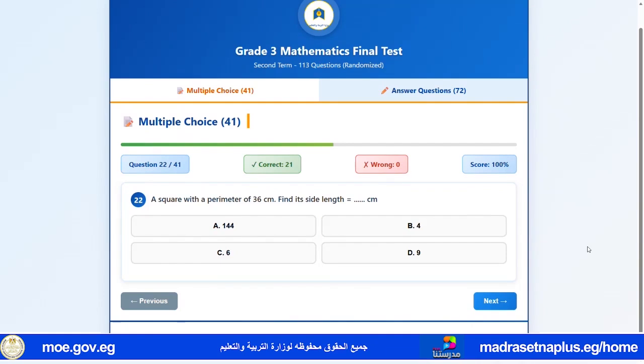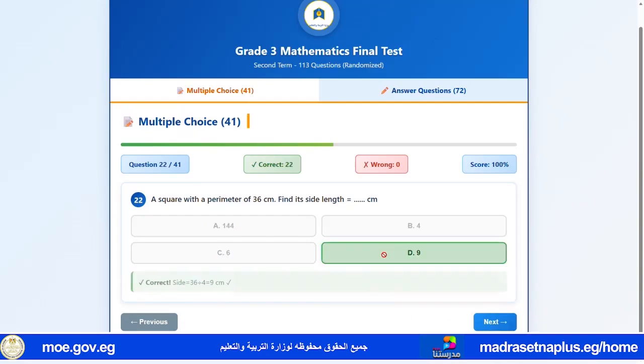Okay. A square with a perimeter. Can you tell me how to get the perimeter of a square? Yeah, we can get the perimeter of a square by multiplying its side by 4. So the perimeter is 36. Which number, if you multiply it by 4, you will get 36? Or let's divide 36 by 4. The answer will be what? Will be 9. 36 divided by 4. Why? We divide by 4 because a square has 4 equal sides.